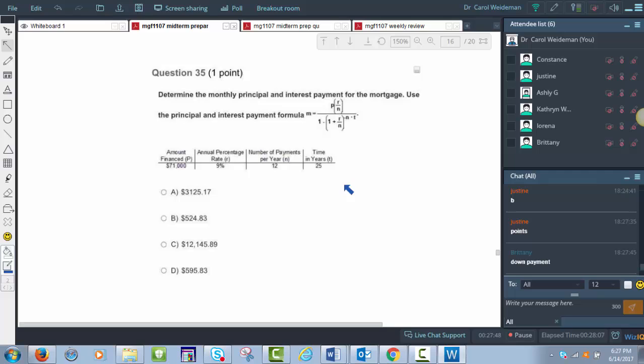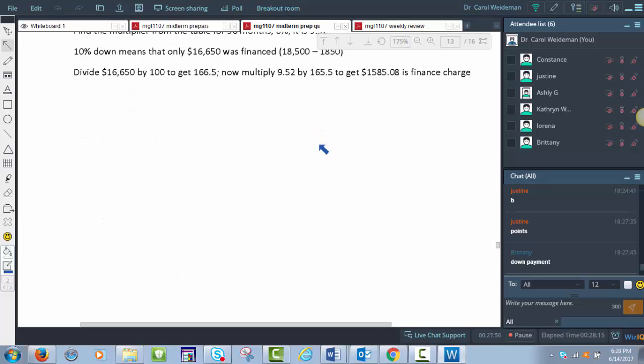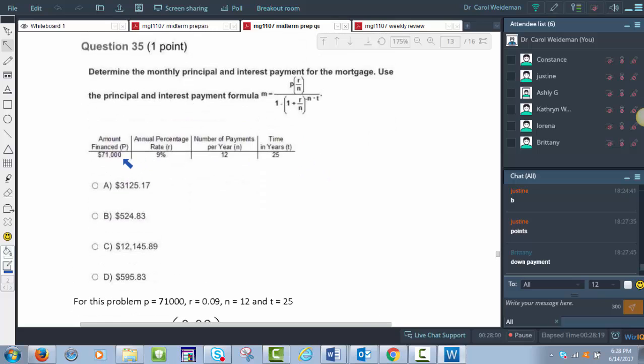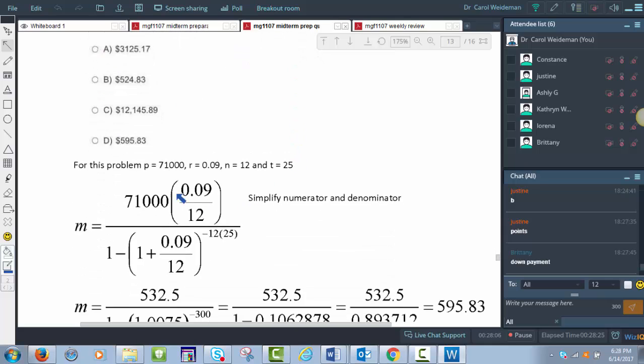All right, determine the monthly principal and interest for the mortgage. This is the same formula that you used in the prior section for the monthly payments, no different. So let's jump over here. And let's see, we're borrowing $71,000, 9% interest, 12 payments a year for 25 years. Same formula. Again, I would simplify the numerator.